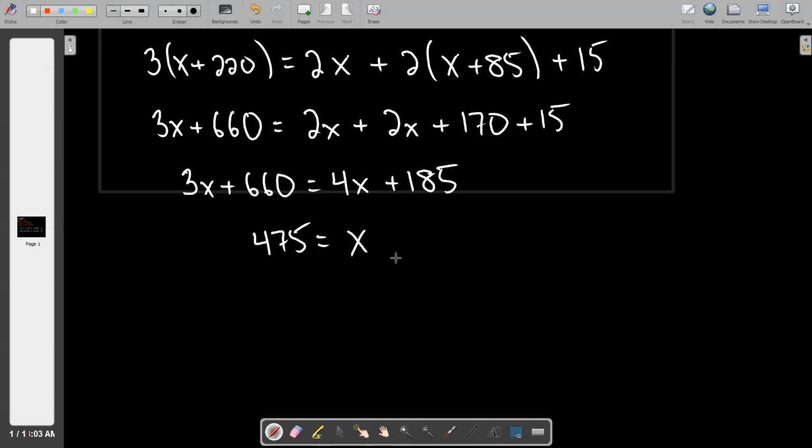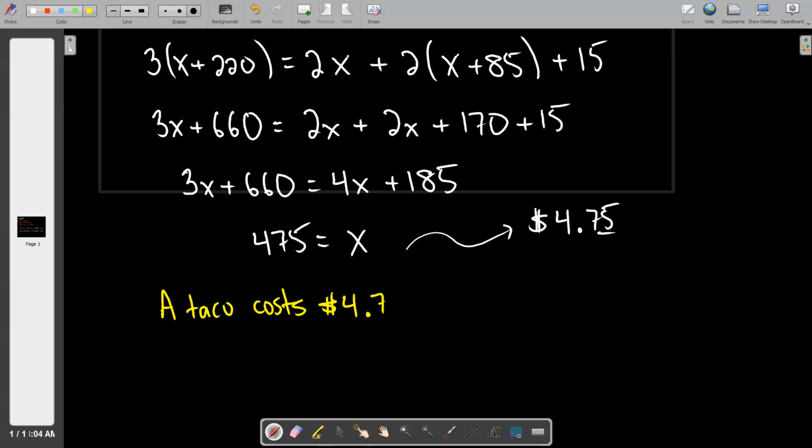So we would agree that we could draw a little arrow off of that and say that's the equivalent of $4.75. You would agree. Good. And that's the cost of a taco. And the problem says, how much do they all cost? So I would switch colors now and say, okay, I'm preparing to write my final answer. A taco costs $4.75.